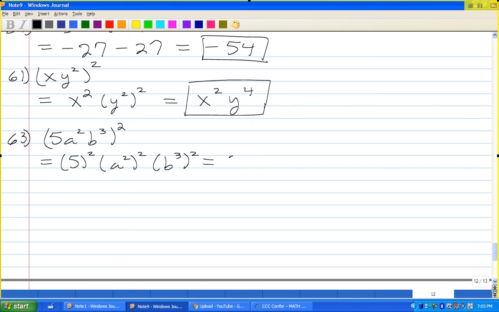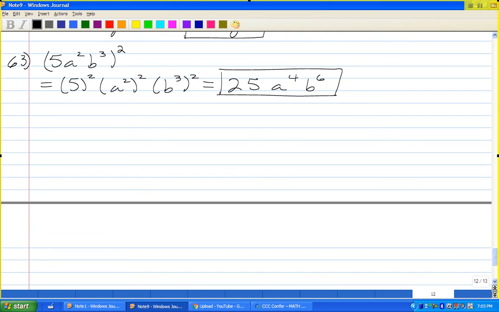5 squared is 25. A base raised to an exponent raised to an exponent, you just keep the same base, a, and multiply exponents. 2 times 2 is 4. Keep the base b and multiply exponents. 3 times 2 is 6. 25 a to the 4, b to the 6. 65.